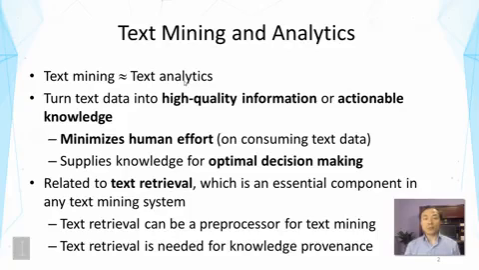Text retrieval is also needed for knowledge provenance, and this roughly corresponds to the interpretation of text mining as turning text data into actionable knowledge. Once we find patterns in text data or actionable knowledge, we generally would have to verify the knowledge by looking at the original text data.